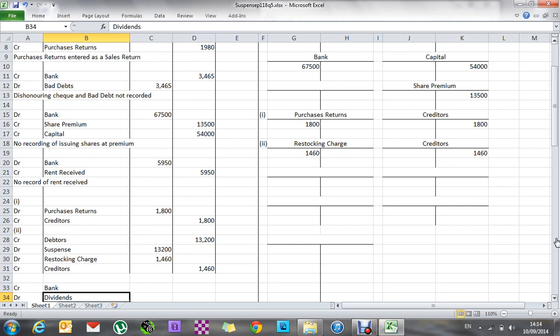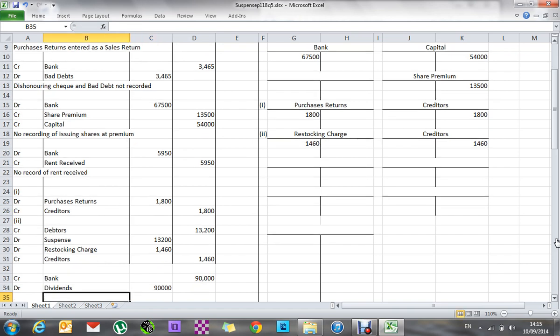Now we had 846,000 shares issued at the beginning, plus the 54, so that means we have a total of 900,000 euro worth of shares. We're paying 10 cents to each of those shares, so we're going to pay out 90 grand. And the expense we're going to have is 90 grand. So no record of paying dividends.